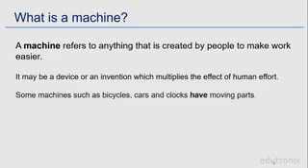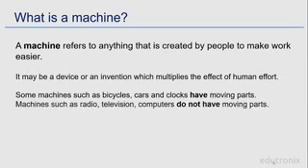Machines can be found everywhere in our lives. For example, in bicycles, vehicles, clocks, and other moving objects. Some machines have non-moving parts such as electronic devices including radio, television, and much more. In this lesson, however, we will be concentrating on machines that cause some form of motion.